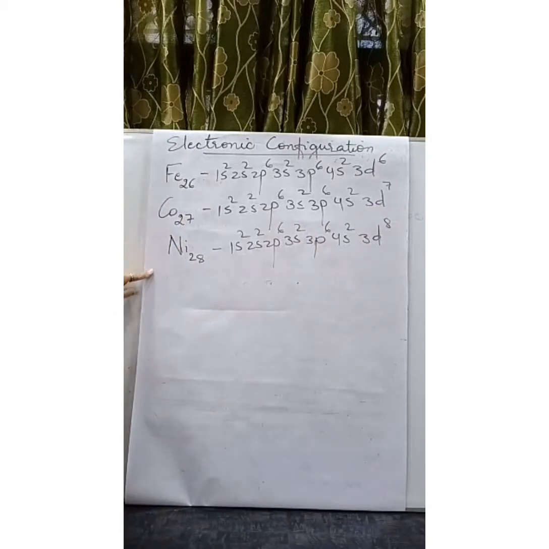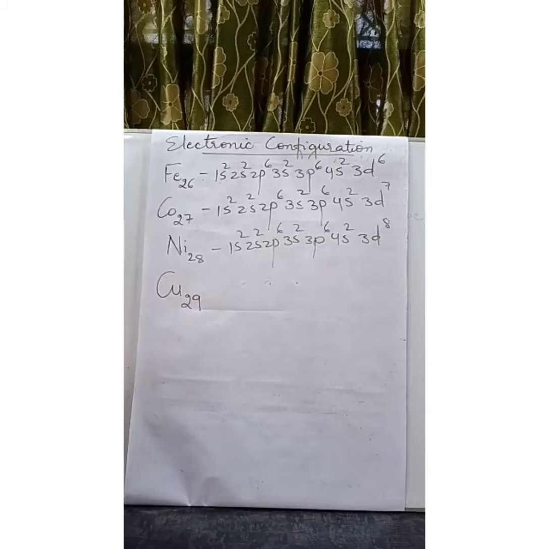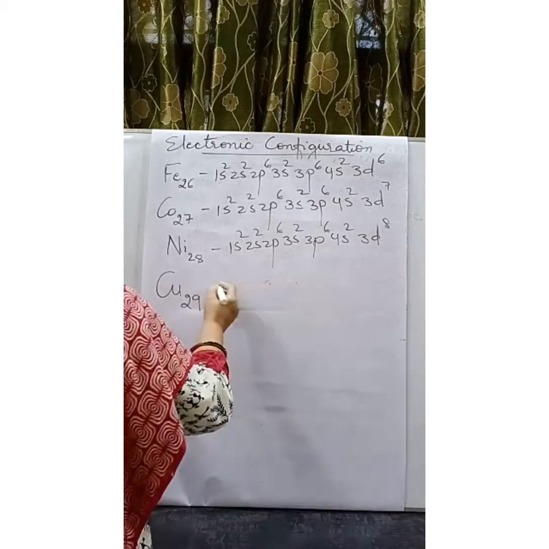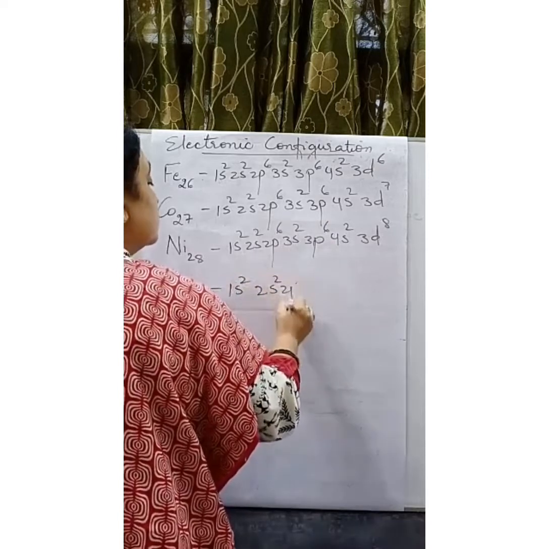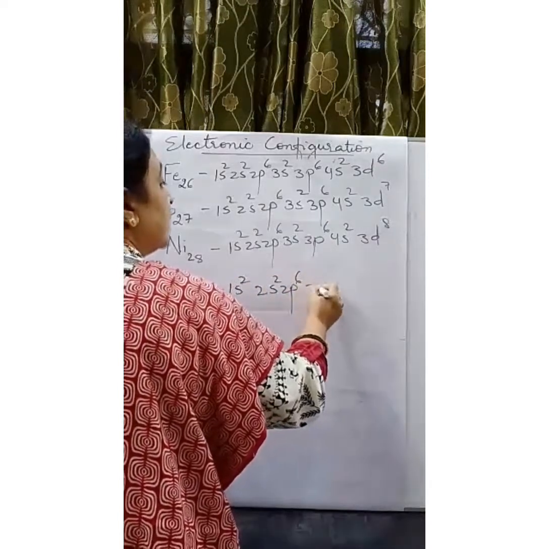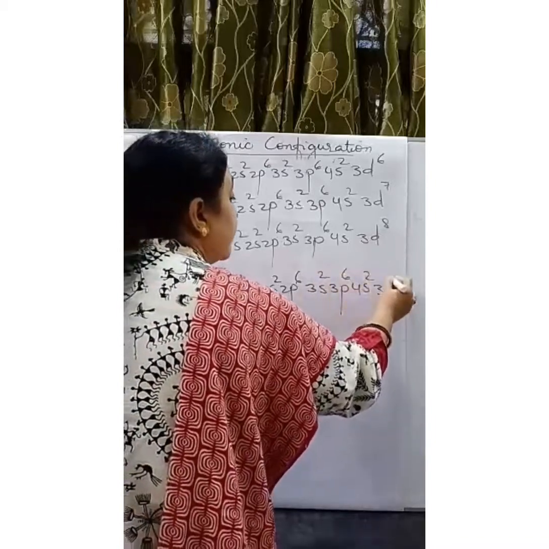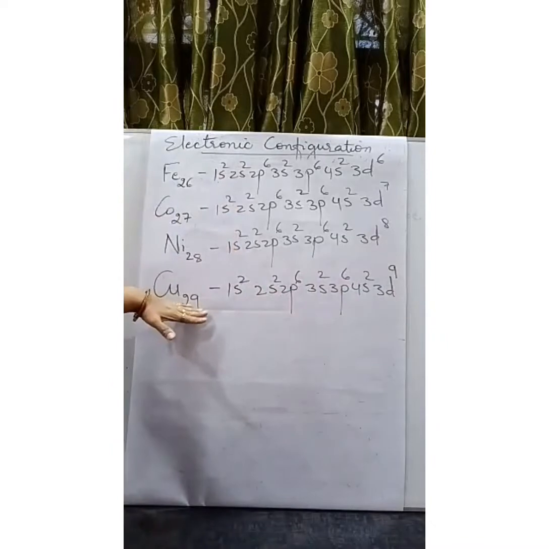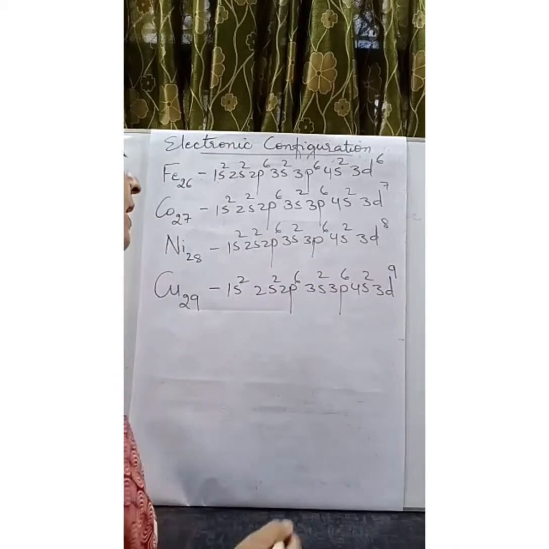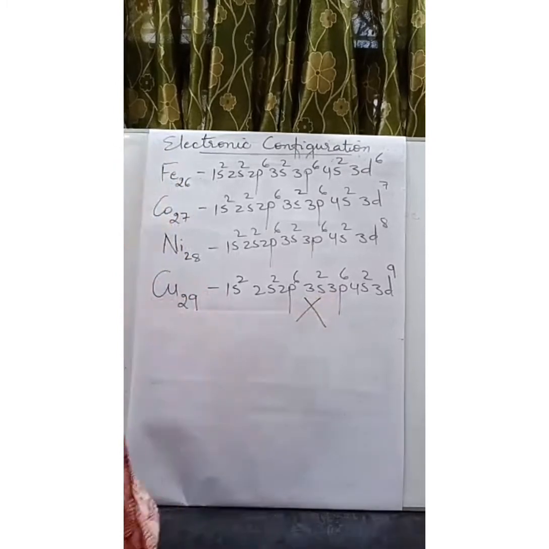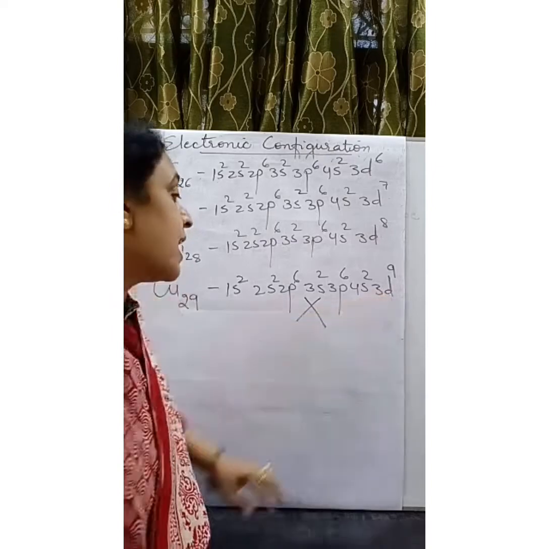After nickel, we have copper, atomic number 29. Now according to this, I will write the configuration. 1s2, 2s2, 2p6, 3s2, 3p6, 4s2, 3d9. So we can write the configuration like this, but this is not the configuration of copper. You will ask why. d9.